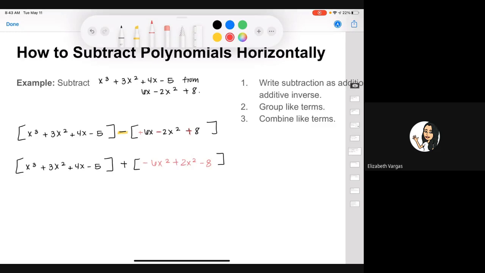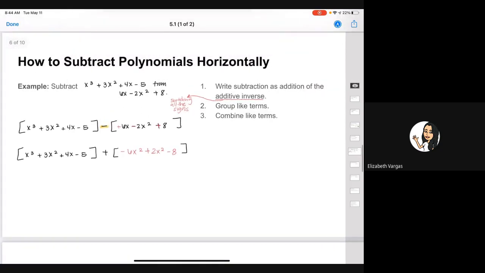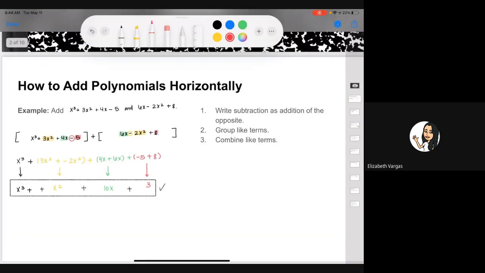Remember the additive inverse? All you're doing is switching those signs. So switching all the signs. Okay, so my first step in subtracting is writing out that expression. Then what I want to do is add the first expression to the additive inverse of my second expression. Now I'm going to do the same thing that I did whenever I added these expressions up here. I'm grouping like terms and then combining them.